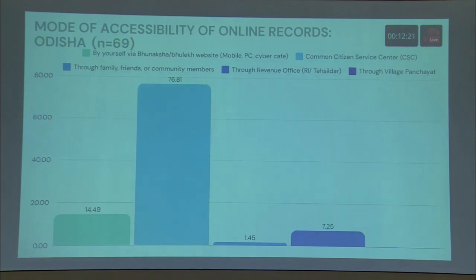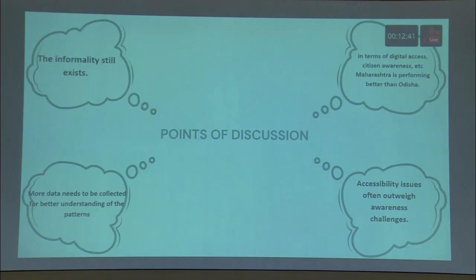And this further reduces in Odisha, so by yourself, meaning on their own. Only 14% of the population tried to download and check, and 76.81% of the population use CSCs. And here we can clearly see that through family and through revenue office, it is further reduced. So here what we can see is that informality still exists. People are trying to use the traditional things rather than going for the modern things.